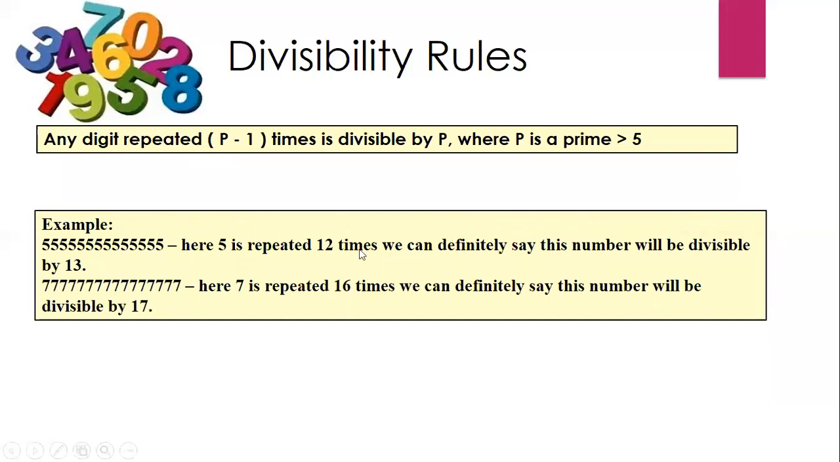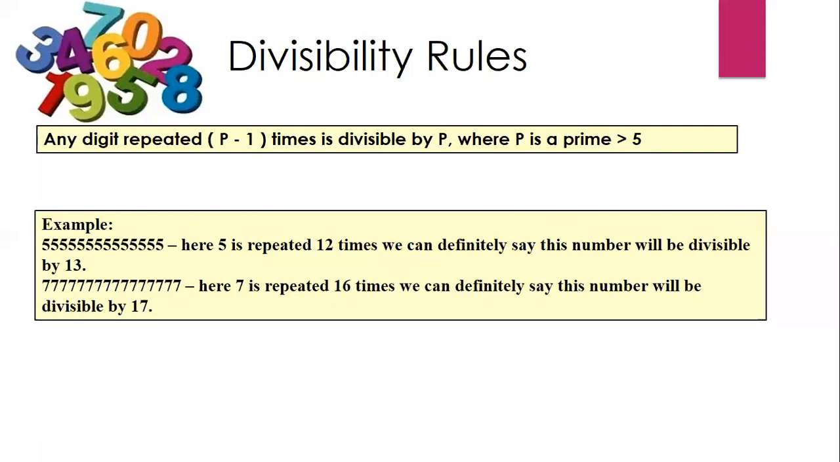So now here there is one more similar property, based on which problems can be asked. Any digit repeated p minus 1 times is divisible by p, where p is a prime number greater than 5. So let us take a prime number greater than 5, for example, 7. So if I repeat any digit 6 times, like 666666 or 555555, that number will definitely be divisible by 7.